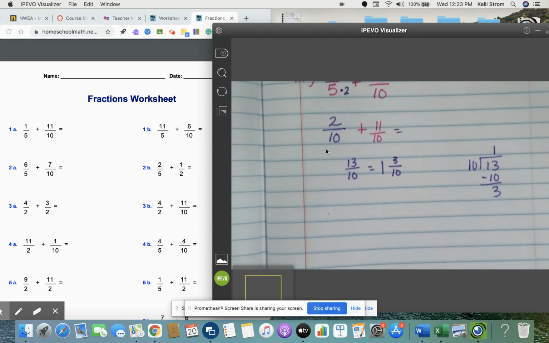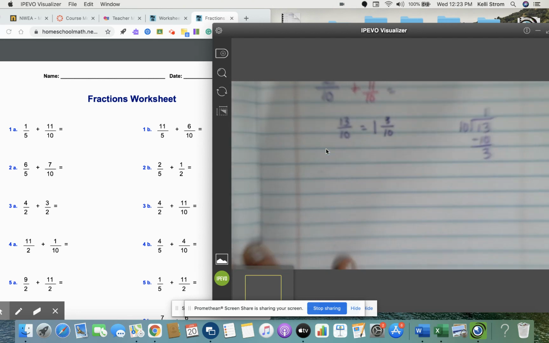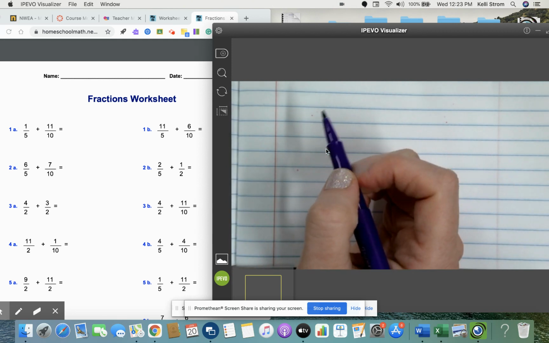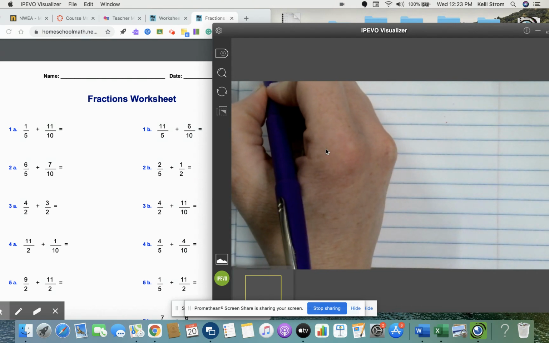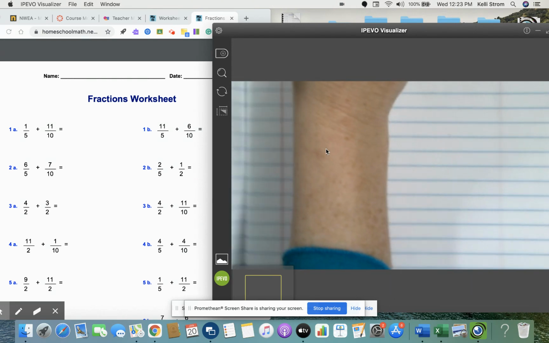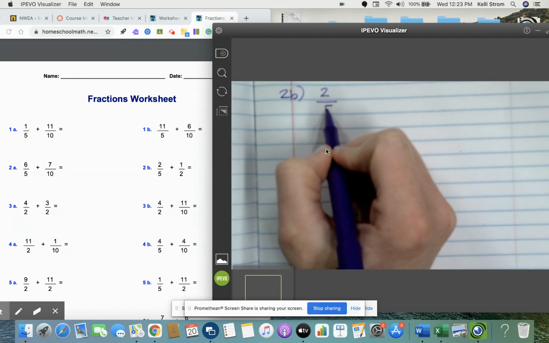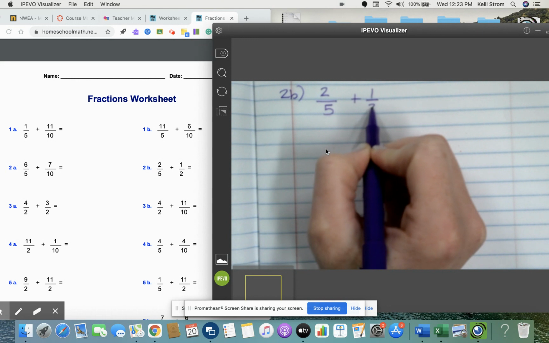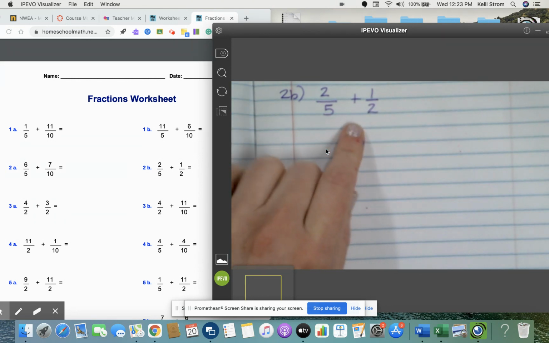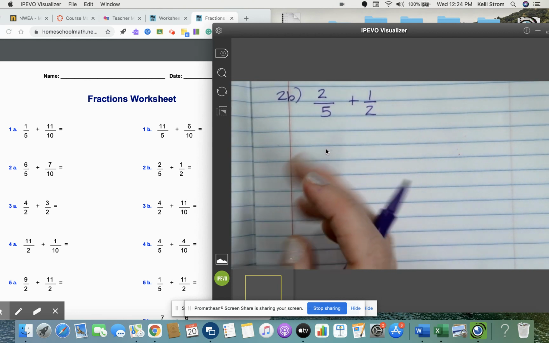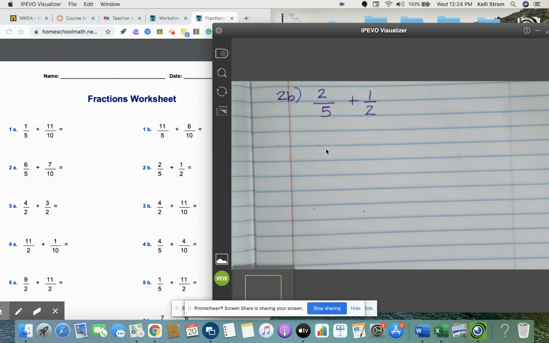All right. Now, let's look at this one, though. This one is a little bit different. On this one, I have 2/5 plus 1/2. 2 can't go into 5 evenly, can it? And 5 can't go into 2 evenly. So what am I going to have to do here?